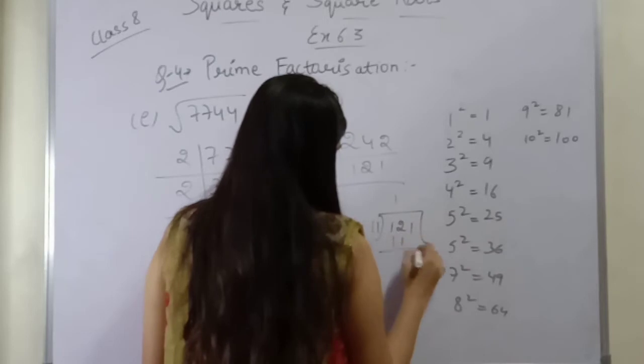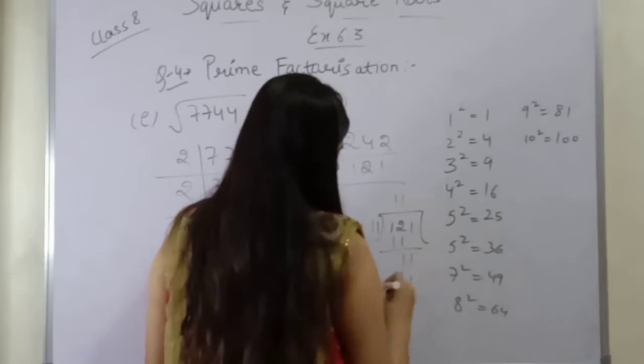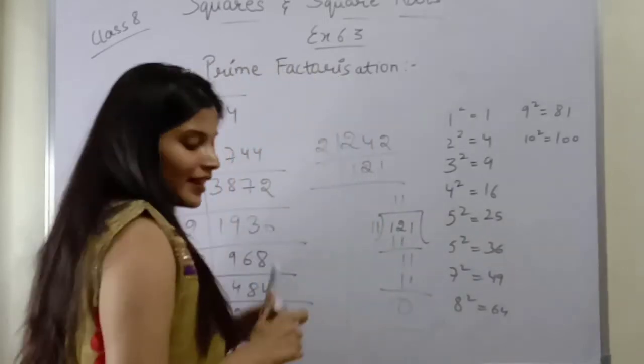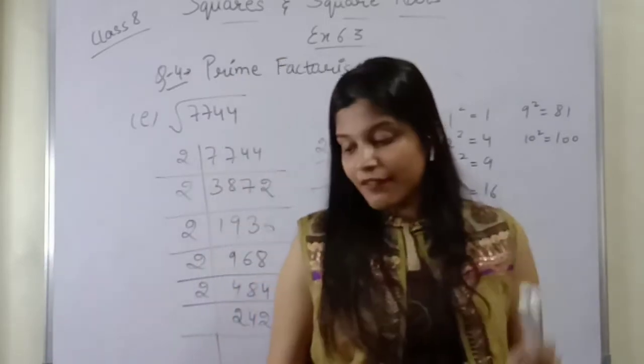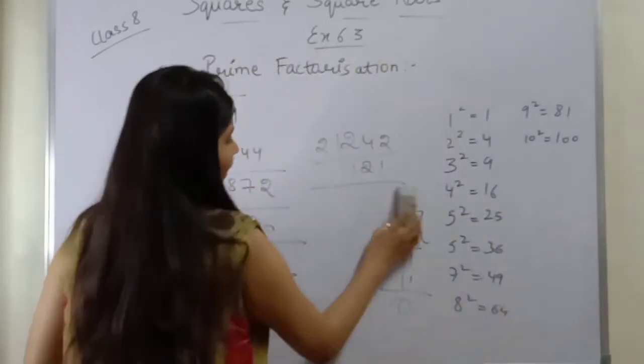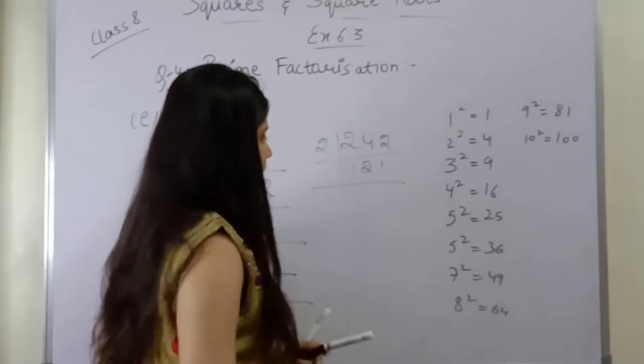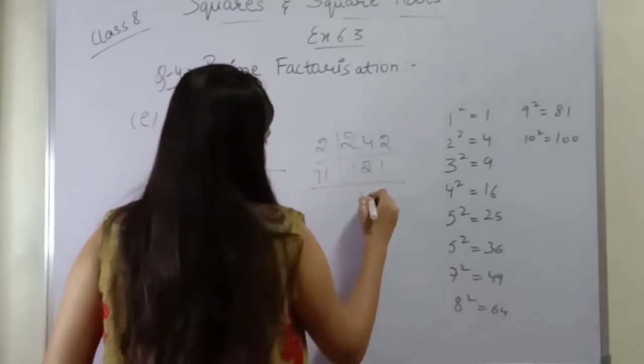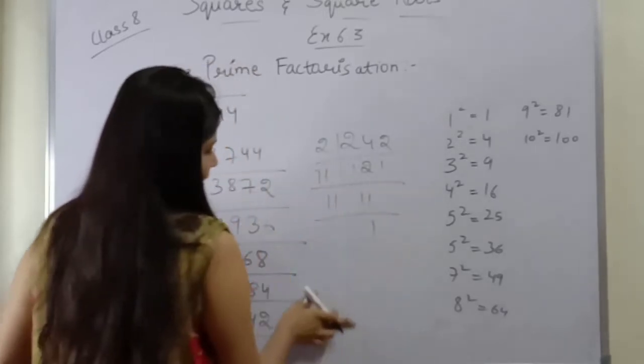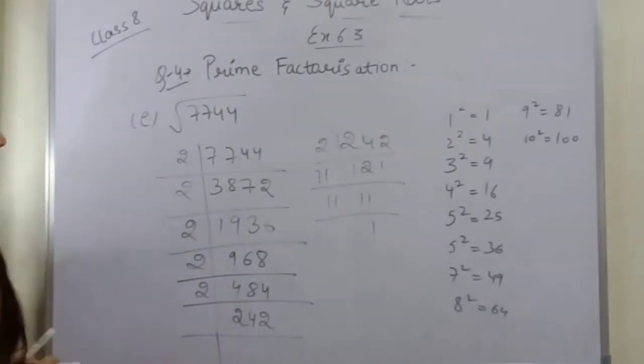11 1s are 11, 11 1s are 11, 0. So it means that this number is a square of 11. 11 11s are 121 होता है. ठीक है. So 11 11s are 11 1s. यहाँ पे हमारा ये LCM फिनिश हुआ.